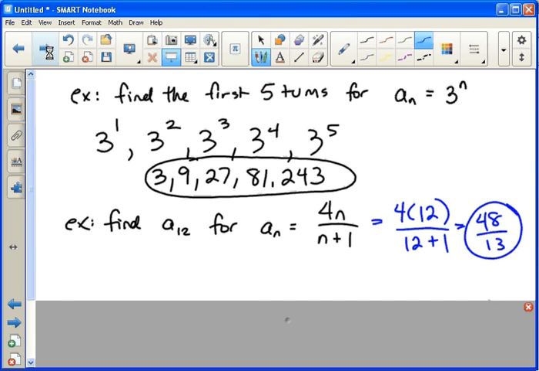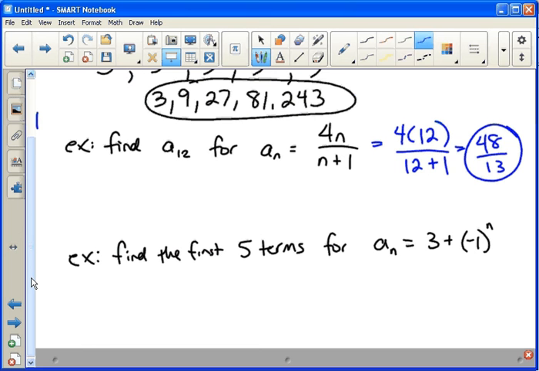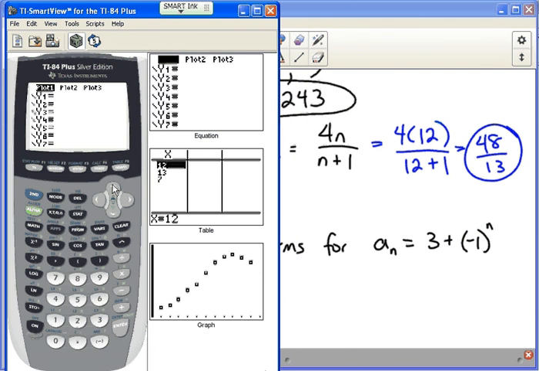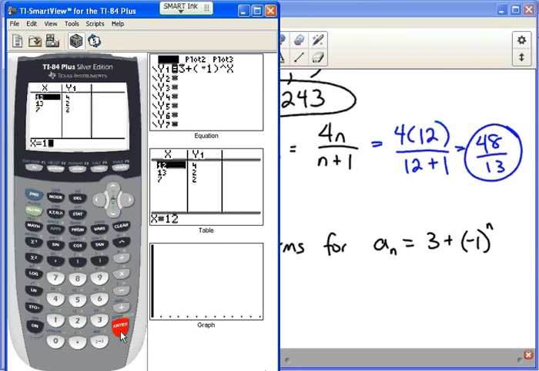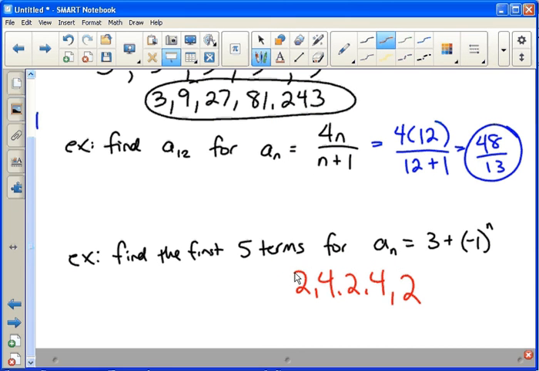Okay, one more example with this. Find the first 5 terms for a_n equals 3 plus negative 1 to the n. So let me show you what I'm talking about with the calculator for this one. If you go to y equals, you can plug in your equation. 3 plus parentheses negative 1 raised to the n. Then you go to your table, and you can just plug in the first 5. 1, 2, 3, 4, 5. And that gives you the terms. It's 2, 4, 2, 4, 2. And that's the first 5 terms. So the calculator is a really simple way you can do the first 5 terms. Just plug it in y equals, go to your table, plug in 1, 2, 3, 4, 5.